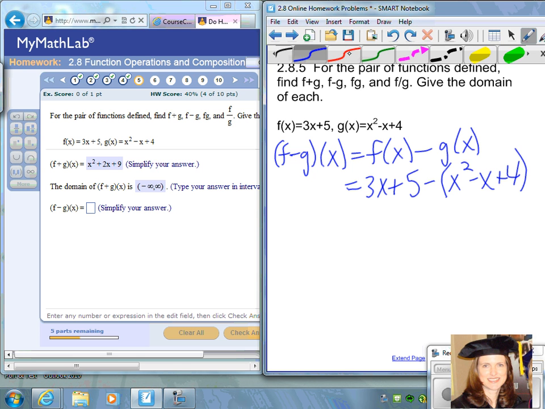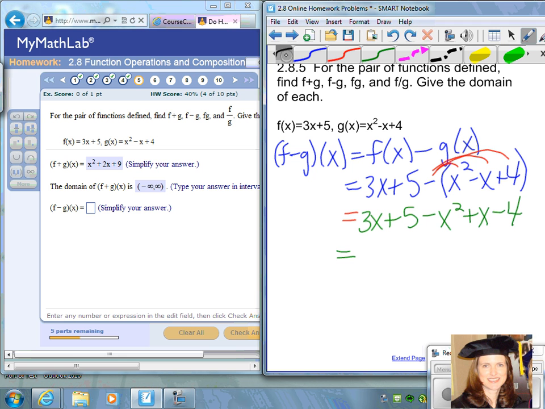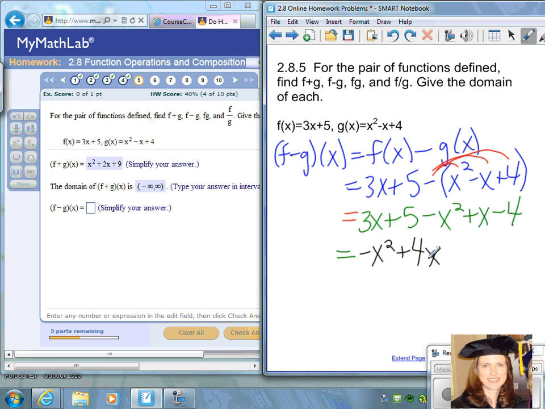Going to first distribute the negative sign to g of x, so you're going to subtract everything in there, which gives us 3x plus 5 minus x squared plus x and minus 4. Simplify by combining like terms to get negative x squared as the leading coefficient. 3x plus x is 4x, and plus 5 minus 4 is a plus 1. And check our answer.